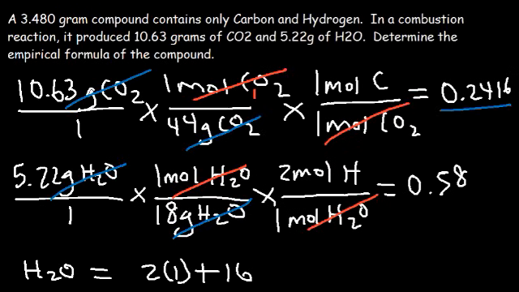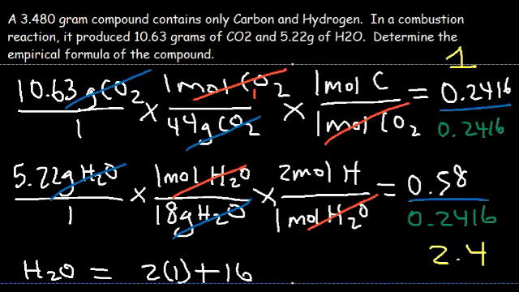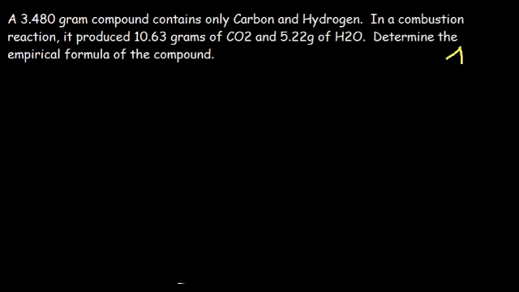So now let's divide by the smaller of the two numbers. That's going to be 0.2416. So the number associated with carbon is 1, and 0.58 divided by 0.2416 will give us the number associated with hydrogen, which is 2.4. So let's make some space. So we have the formula C1H2.4. So we have a decimal.